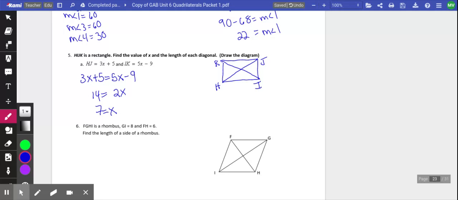And then I need to find the length of each diagonal. So I really only need to do one. And HJ is 3 times 7 plus 5. So that's 26.